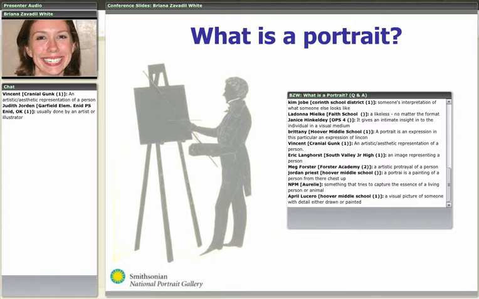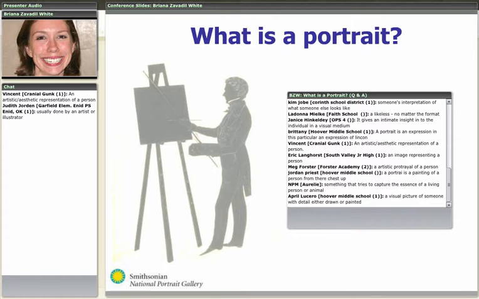Great. Well, we have quite a collection in here, by the way. We also had someone who said that a portrait is a representation of a person from the chest up. Is that true? Can a portrait, is it only, are they thinking perhaps of a bust? You are thinking of a bust in this case, absolutely.